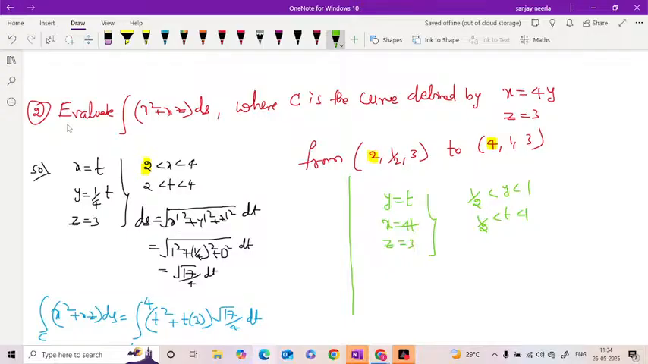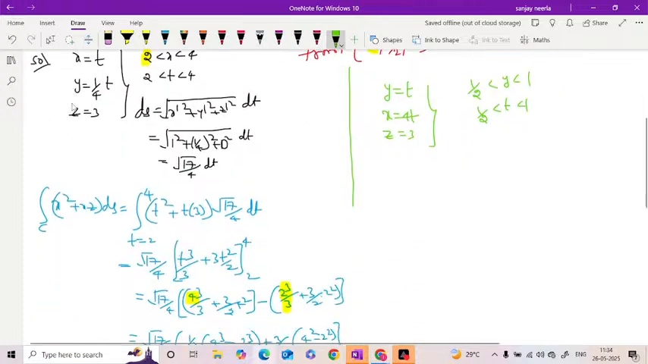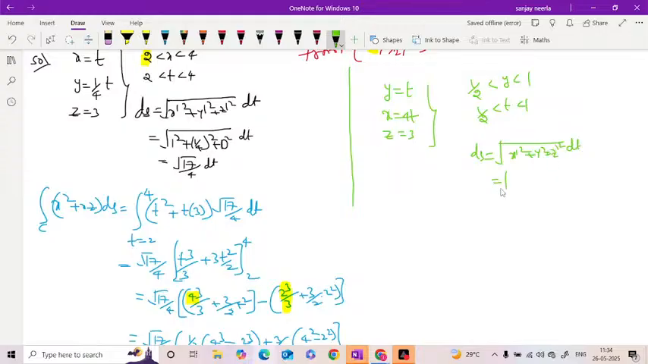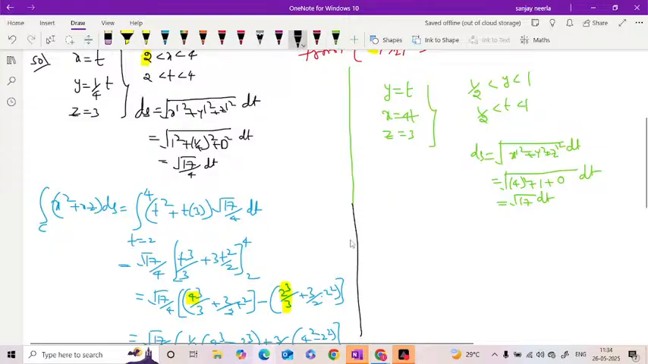Here we are focusing on y. y is equal to t, that means we will take the t limits 1 by 2 to 1. So same as before, first of all you have to find ds is equal to under root of x dash square plus y dash square plus z dash square into dt. After differentiating x, here we get 4 whole square. After differentiating with respect to y, we get 1, and z gives 0, dt. That means it is root of 17 dt.